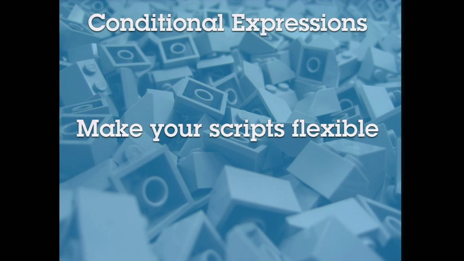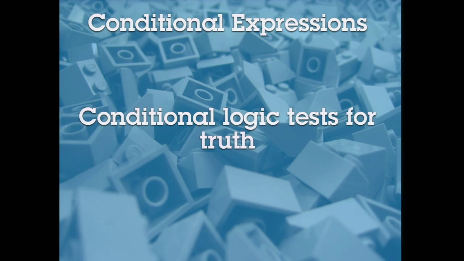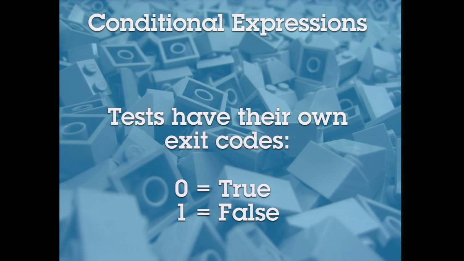Conditional expressions add flexibility to your script so you can work in different conditions. The conditional expression itself always tests for truth. It's the same in most programming languages. In Bash, you put these tests in square brackets. Anything inside there needs to be a true or false test. And then the way your script knows whether something is true is that the test will exit with a 1 or a 0. The 1 means it's false, and the 0 means it's true.